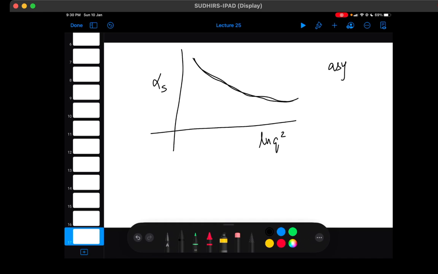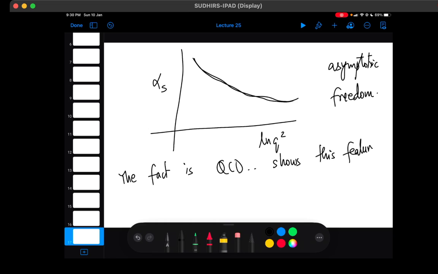Now the fact is QCD shows this feature with 3 colors and 6 quarks which have been seen. So you don't need the full 6 quarks, but anyway, you can compute this entire beta function, or how the coupling constant changes with energy, and you can see that QCD has this feature where the coupling constant falls off with energy.